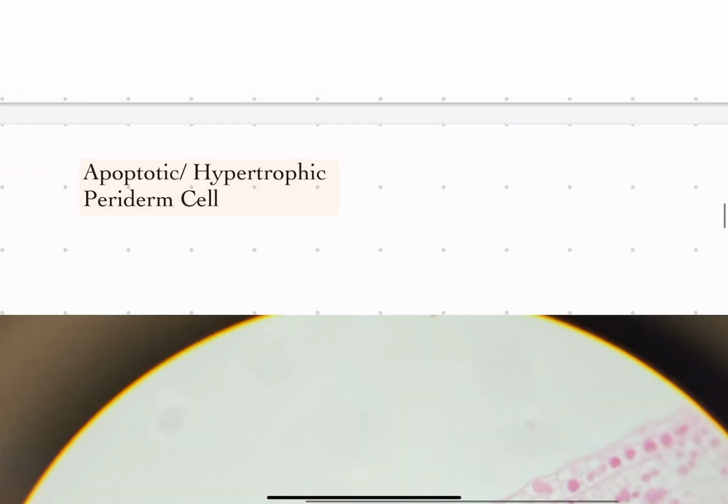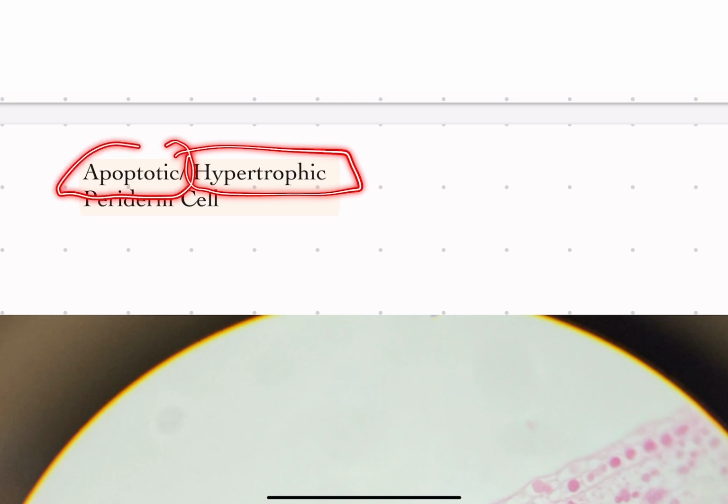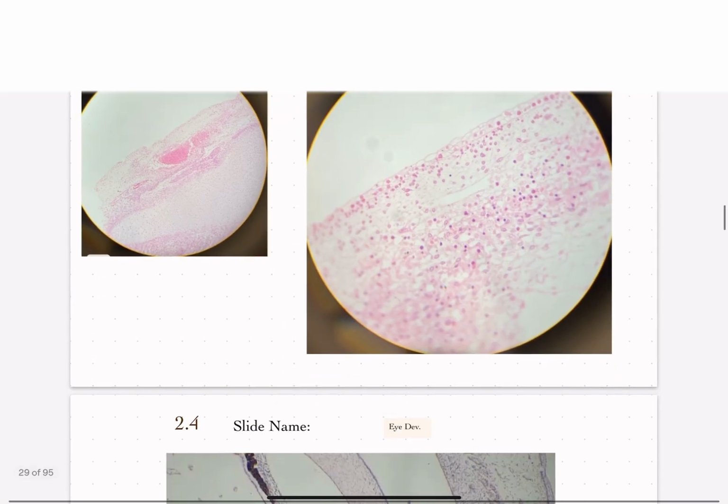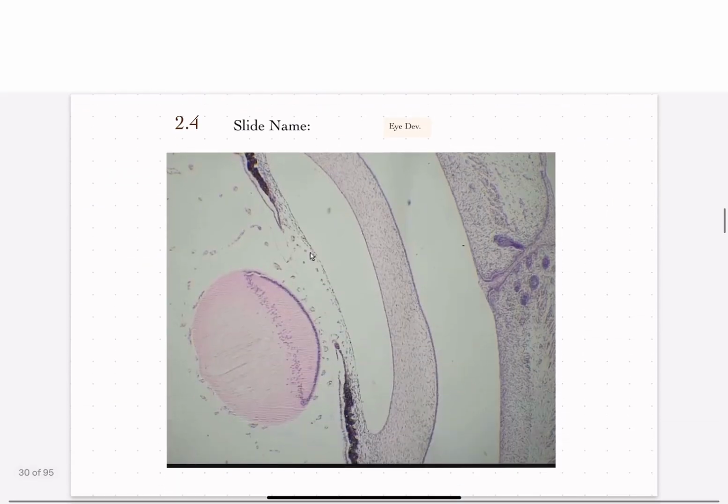If you've only written the periderm cell, you won't get all the points because there's a difference between a flattened periderm cell and an apoptotic or hypertrophic periderm cell. Ask your professors which of these adjectives you have to use for the colloq.